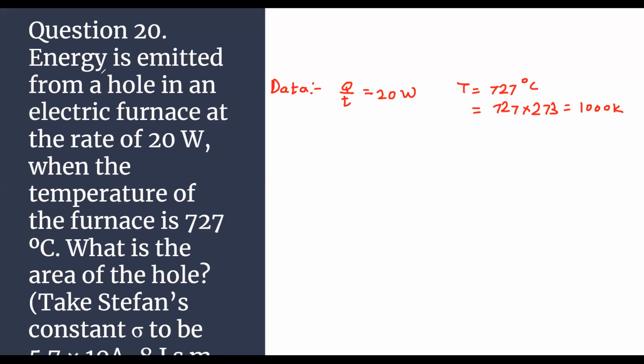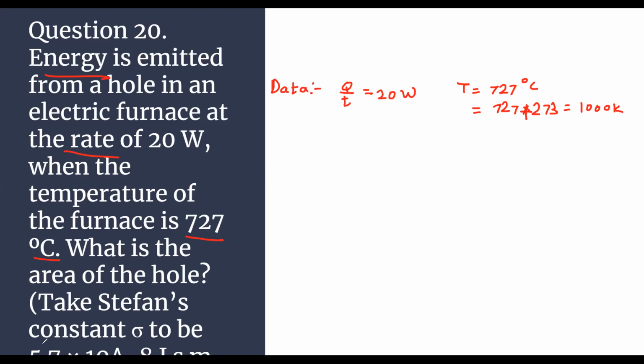In the question, it is mentioned that energy is emitted from a hole in an electric furnace at the rate of... So we can say Q upon T is given, which is 20 watt. Then the temperature is also given, which is 727 degrees Celsius, which we need to convert into Kelvin. For that, we need to add 273. So 727 plus 273 will give us 1000 Kelvin.